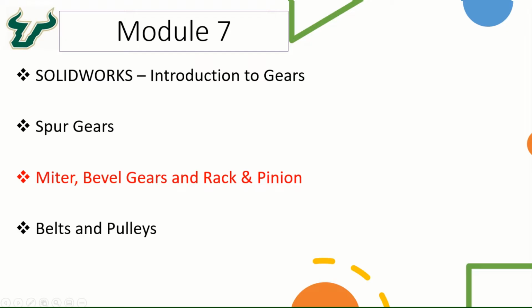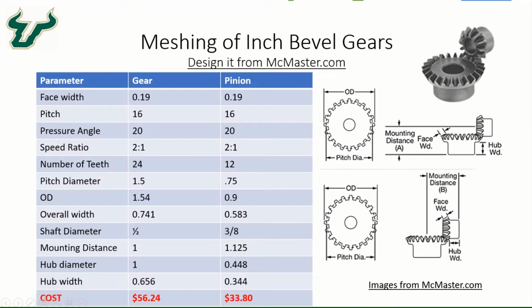So we're going to be doing the example on the bevel gears, and we will be designing that from McMaster.com. These are some of the parameters for the gear and the pinion that we will be designing for the purpose of assembly. So we're going to take the face width for both gear and the pinion equal to 0.19 inches. Remember, these are the inches system of units for the gears. The smaller gear in this assembly is a pinion and the bigger diameter is the gear. The diametral pitch is 16 for both gear and the pinion.